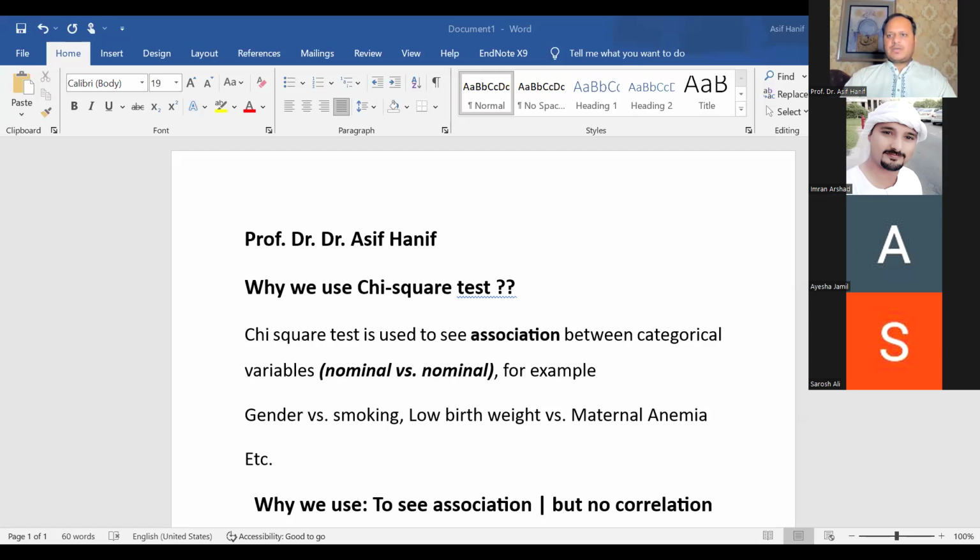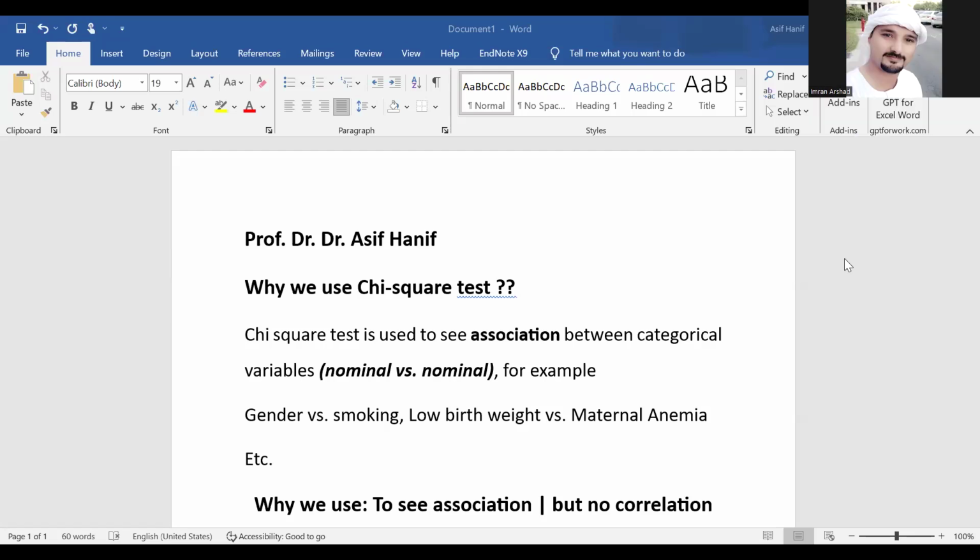Today we will discuss the chi-square test. It is most widely used in any discipline, specifically in healthcare. Why do we use the chi-square test? When we need to see association between categorical variables.